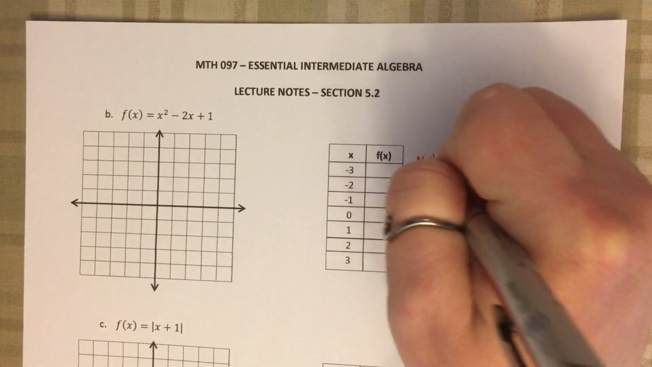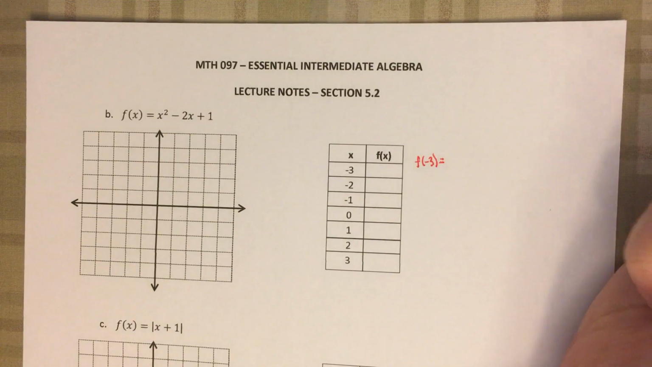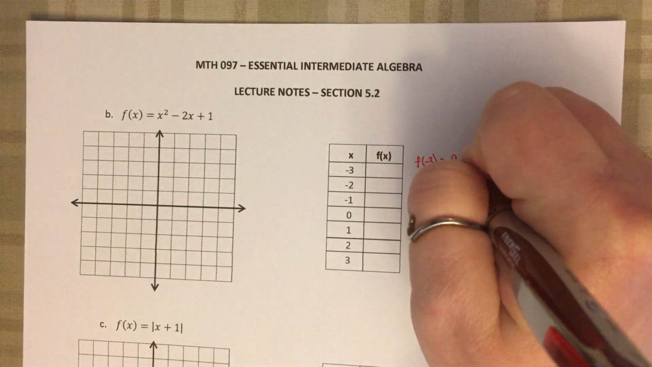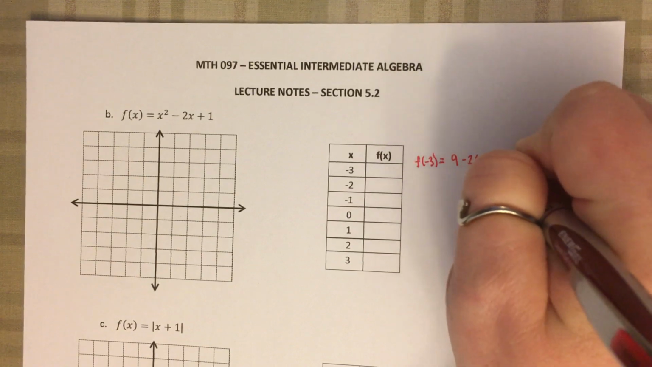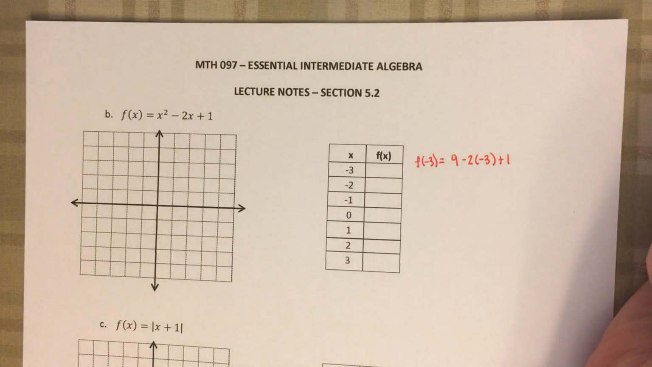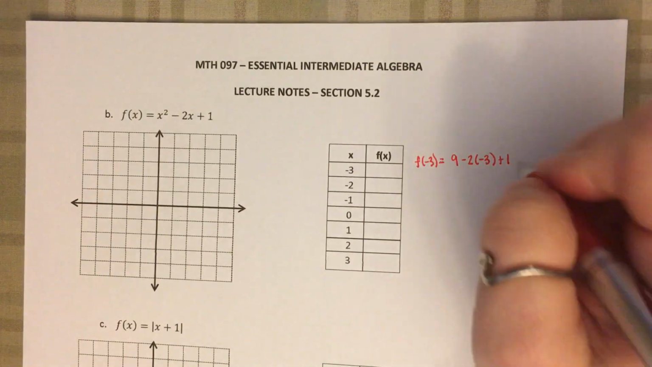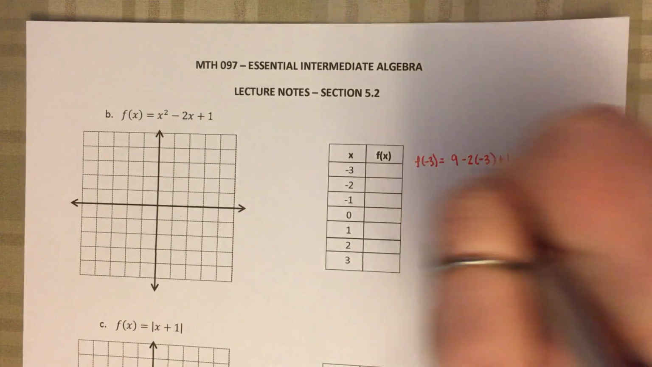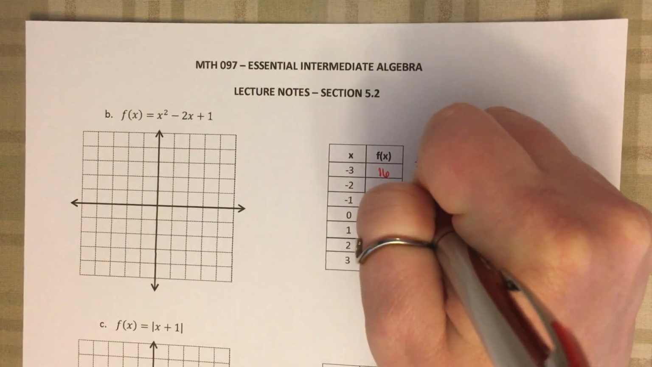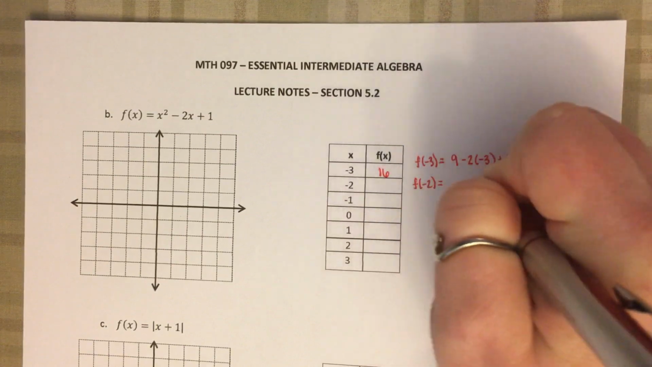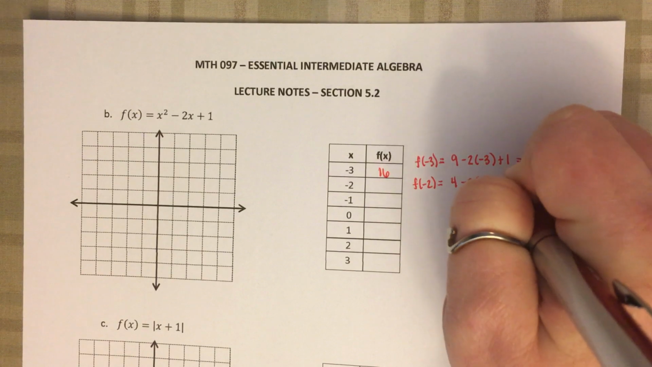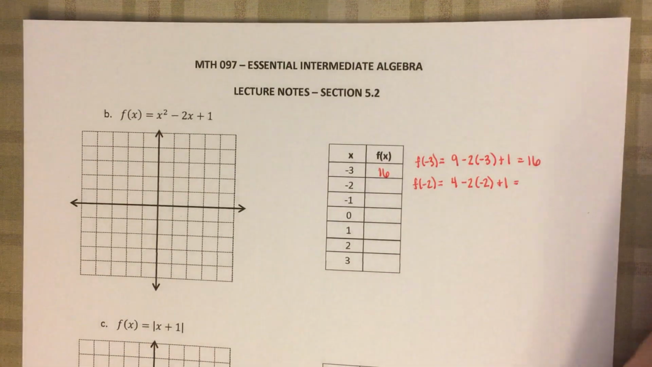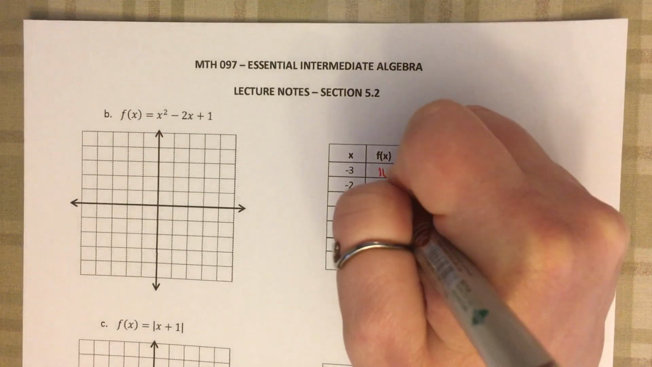So f of -3. We're going to plug -3 in here. -3 squared gives us 9, minus 2 times -3 plus 1. That's really 9 plus 6 plus 1 gives us 16. F of -2. -2 squared is 4, minus 2 times -2 plus 1. That's really 4 plus 4 plus 1, which gives us 9.